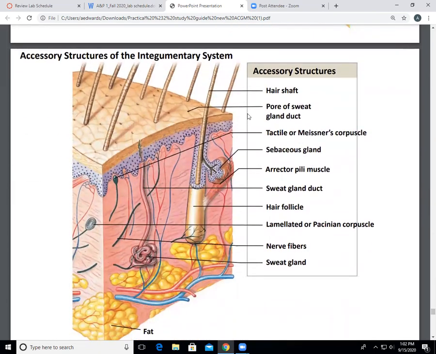All right, accessory structures. So projecting through the epidermis, you'll see hair shafts. Okay, you see pores here for sweat gland ducts. Here's another sweat gland duct, and it's projecting the sweat through that pore.